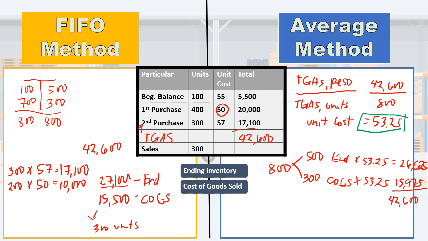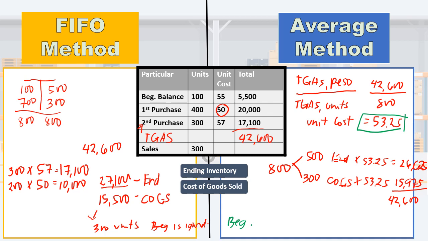Diba? So at the same time, yung beginning inventory po. Sa average method, the beginning inventory is accounted for. Diba? So ibig sabihin, kasama po yung beginning inventory sa pag-compute ng ating unit cost. While dun sa FIFO method, yung beginning inventory is ignored. Ignored yan kasi ulitin ko lang, kasi part na automatic yan ng cost of goods sold. So, for the purpose of computing the ending inventory, hindi na po natin yan sinasama. So, again, under FIFO method, ang beginning inventory ay ini-ignore na natin.